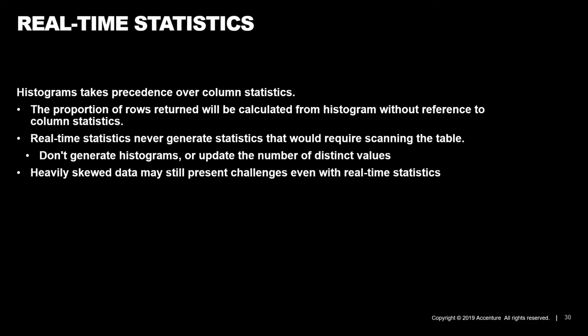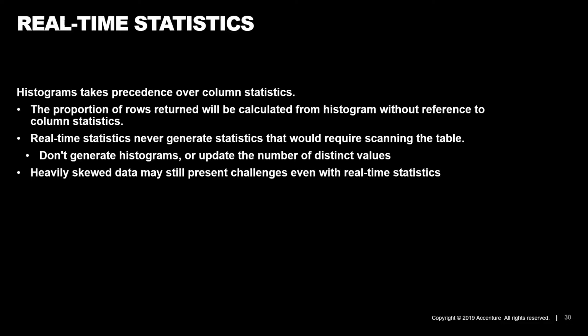So what we see is that histograms take precedence over column statistics. This is actually perfectly normal. What happened here was that the proportion of rows to be returned was calculated from the histogram without reference to the min-max value on the column statistics.